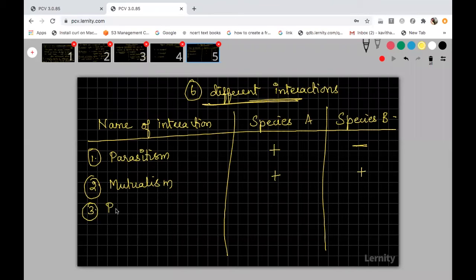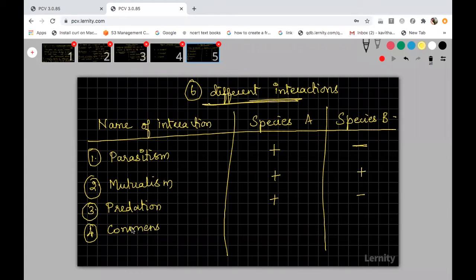The third one is predation. In predation, the predator will eat the prey. The predator will be benefited and the prey will be affected. Species A and B can be anything. You can put minus here, plus also here. It is not always plus in species A and minus in species B. You know these, right? Now I will tell you the new things.